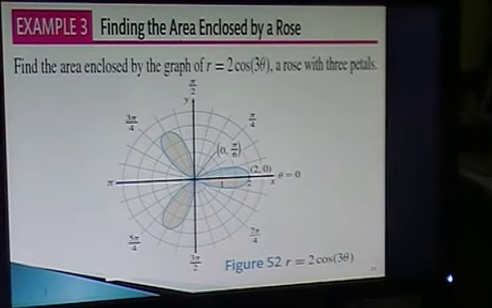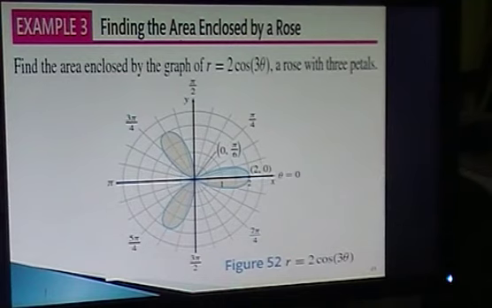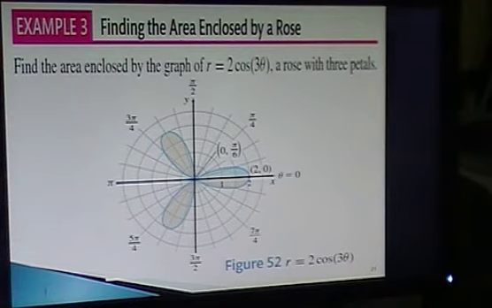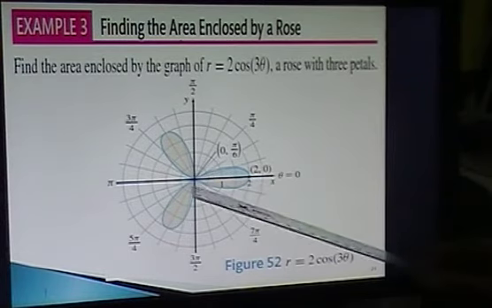Actually, here the angle goes between 0 until phi. If you go from here till here, that means from 0 till phi divided by 2. We see here the area in polar coordinate actually consisting of three petals. The first petal is here, the second is here, and the third is here.